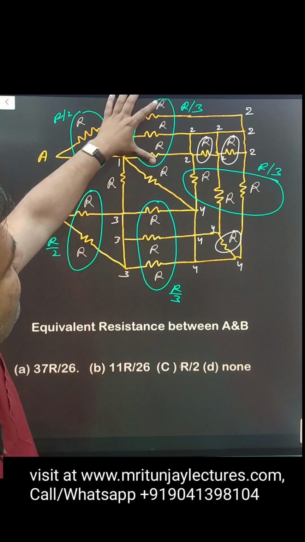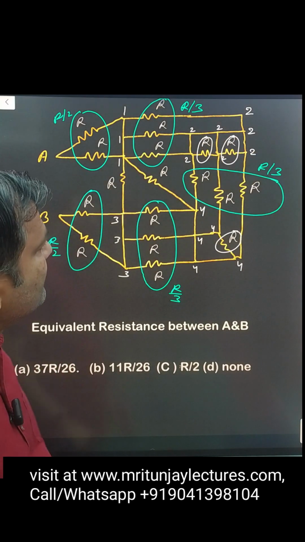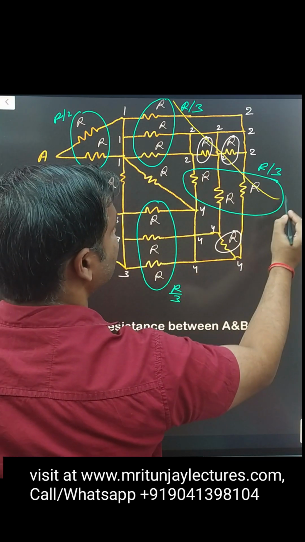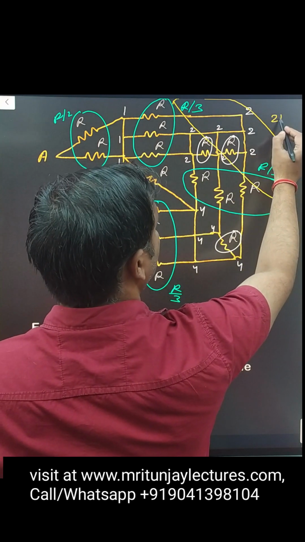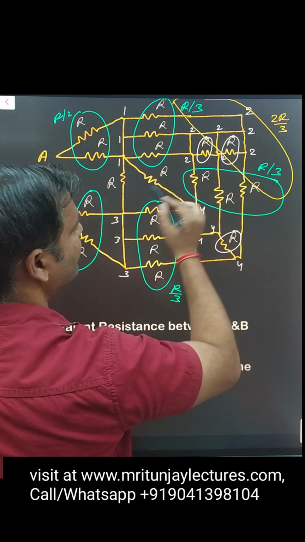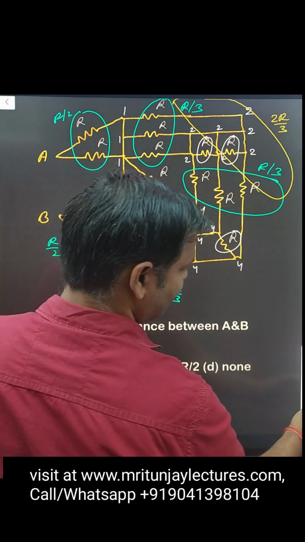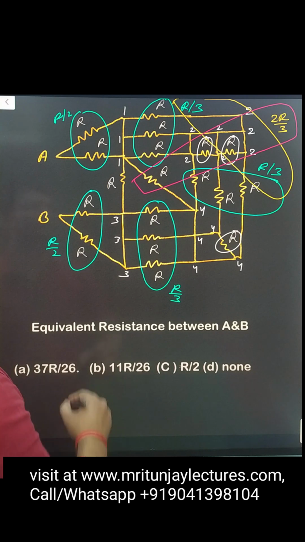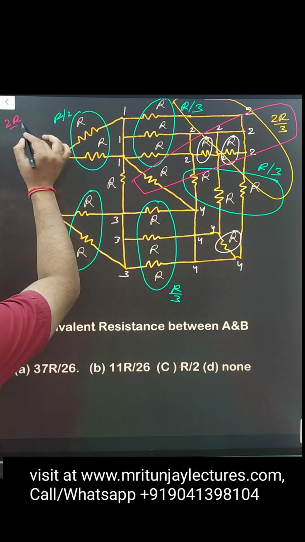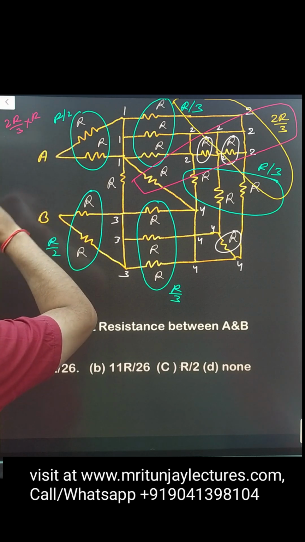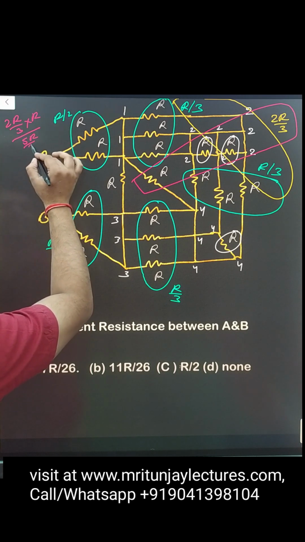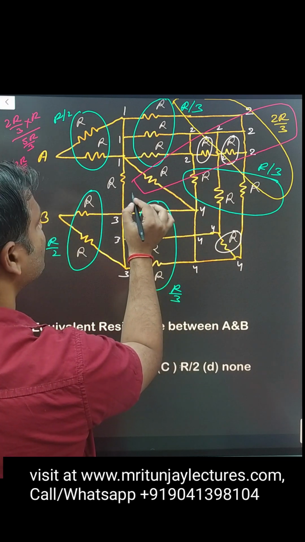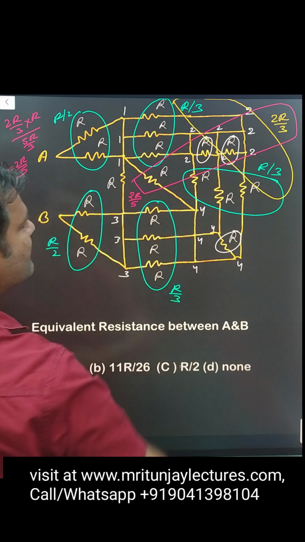Okay? R by 3 and R by 3 are in series, so how much is the combination of these two? You can say the combination of these two in series is 2R by 3, and 2R by 3 and R are parallel. If you see 2R by 3 and R in parallel, how much is that? 2R by 3 into R divided by 5R by 3. So basically 2R by 5. So the combination of these two is 2R by 5. Clear?